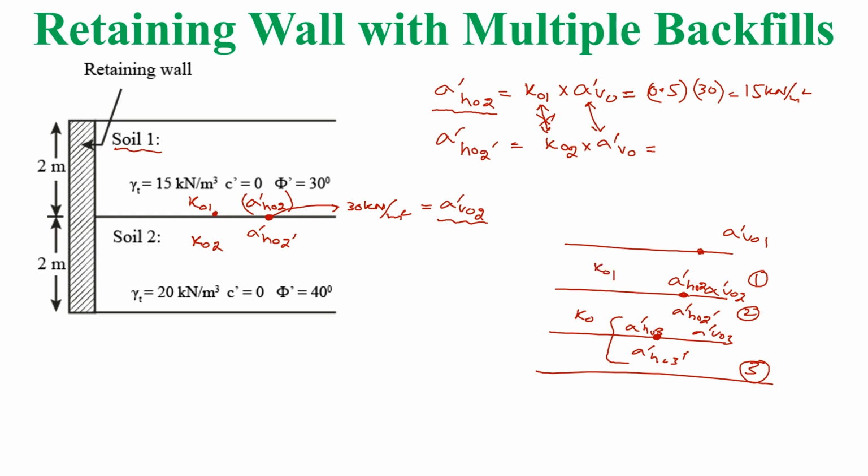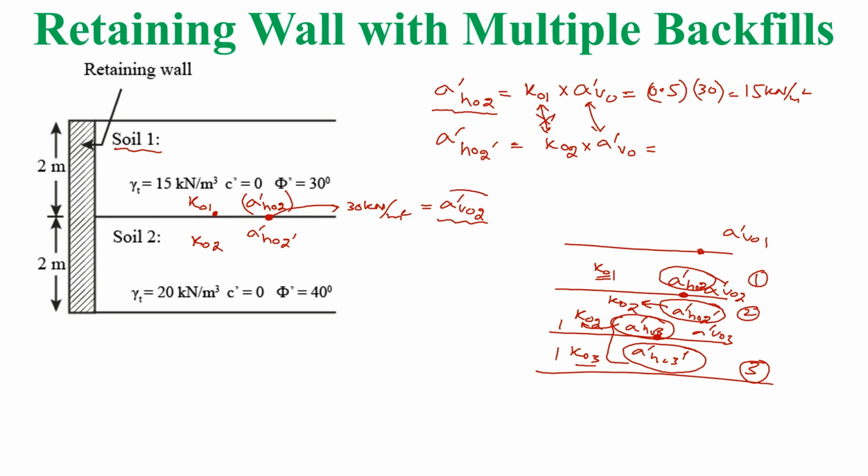This soil has K naught 1. So for this stress, we will use K naught 1. This point is in the second soil. So to calculate this value, we will use K naught 2. And at this point, we have two layers, this one and this one. So for calculation of this stress, we will have to use K naught 2, and for calculation of this stress we will have to use K naught 3.